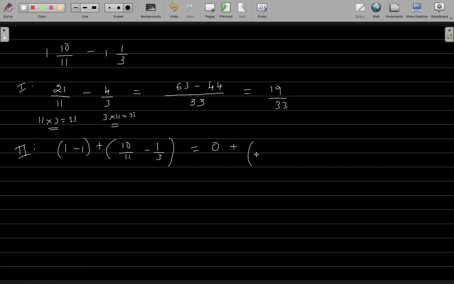Because they are unlike fractions, take the LCM, that is 33. 11 times 3 gives you 33. So multiply numerator also with 3. 10 times 3 is 30. 3 times 11 gives you 33. So multiply numerator with 11. 11 times 1 is 11. So this is 30 minus 11 by 33, which is 19 by 33.